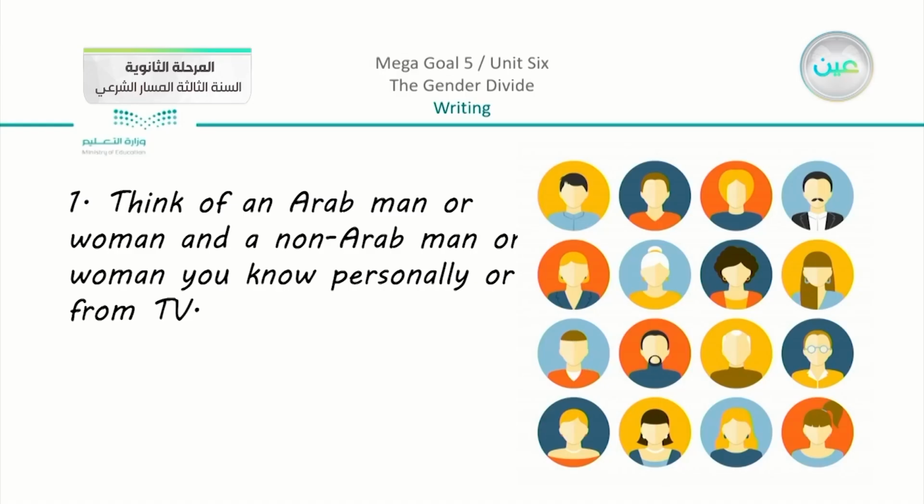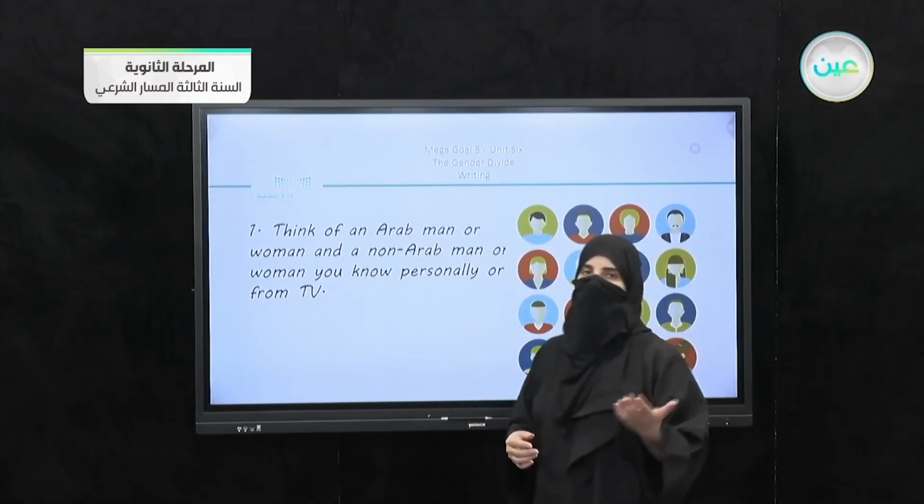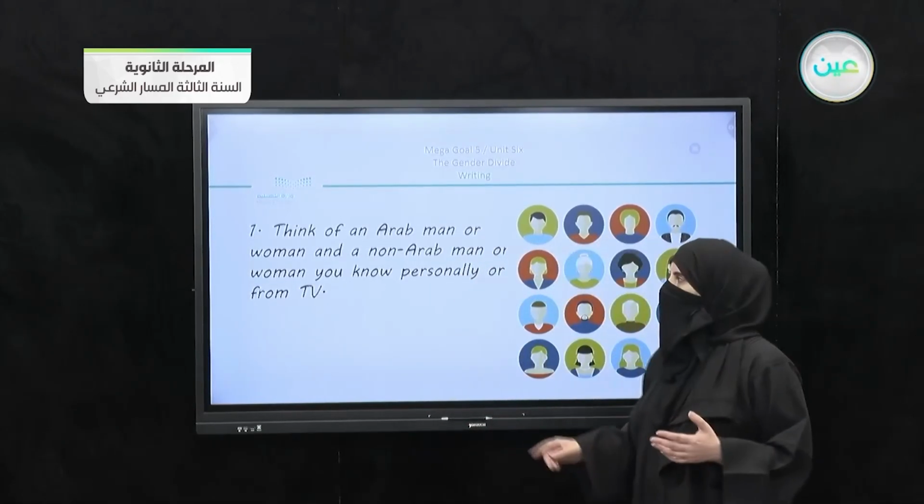So here you are going to choose two people. They can be an Arab and a non-Arab. They can be both Arabs. They can be both non-Arabs. So it depends on your choice. Now what are we going to do about them?